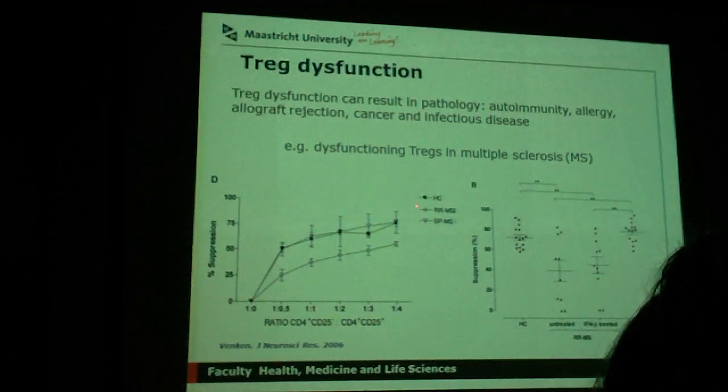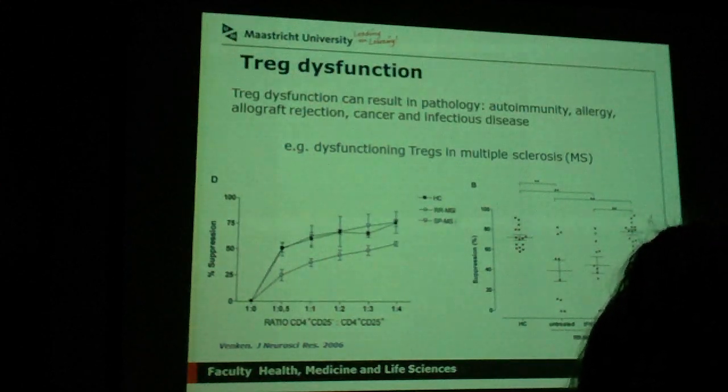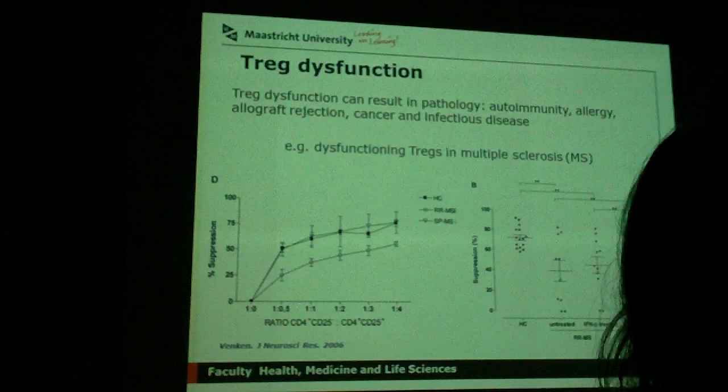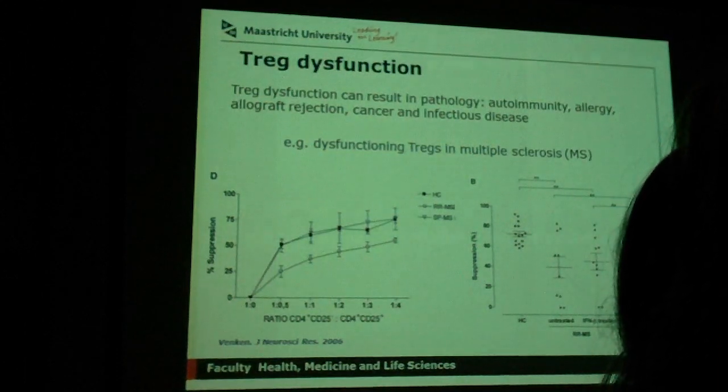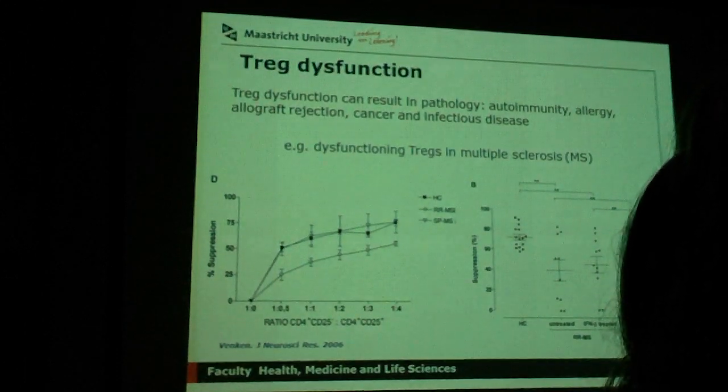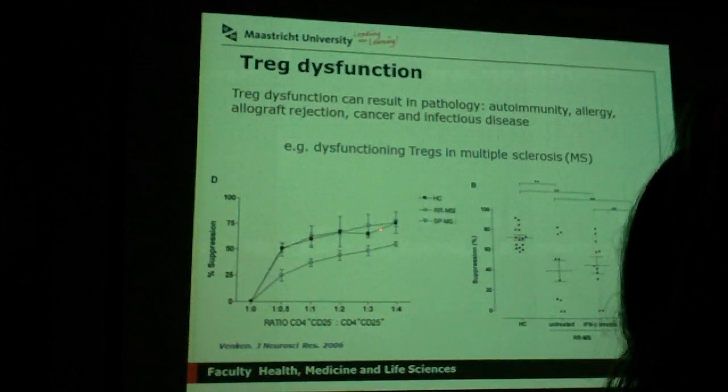In relapsing remitting MS patients, in the earlier stage of their disease, you can also find suppression of regulatory T cells, but this is lower than what you can see in healthy controls. So Tregs appear to have a dysfunction. They suppress less well than the Tregs of controls.